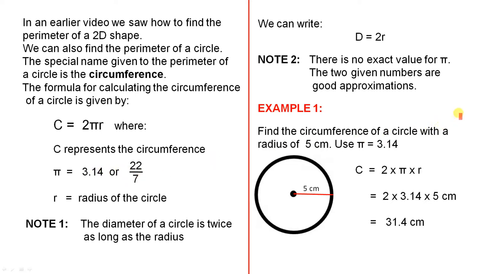Example 1. Find the circumference of a circle with a radius of 5 centimeters. Use pi equals 3.14. So here's our circle, and there's the radius of 5 centimeters. Using the formula, we have C equals 2 times pi times r, which is 2 times 3.14 times 5, because that's the value we're given for pi. When we multiply those together, we get 31.4 centimeters. Now notice the units are centimeters because we're looking at length. We're not looking at area.